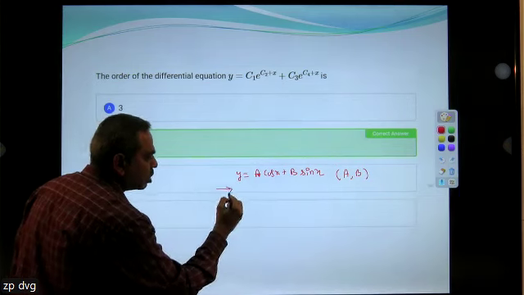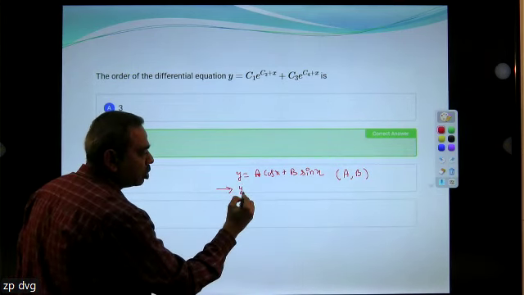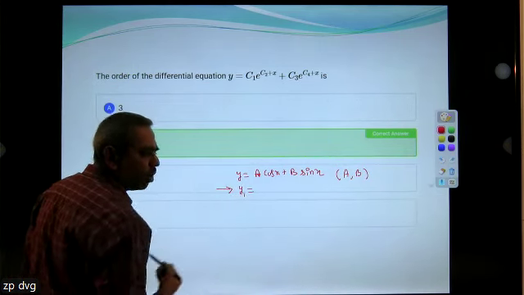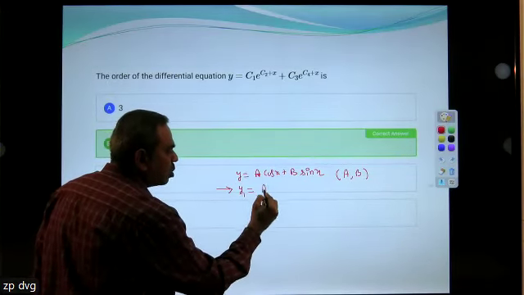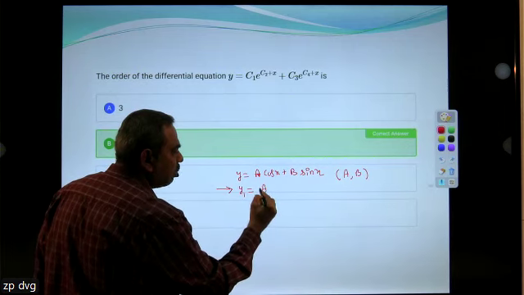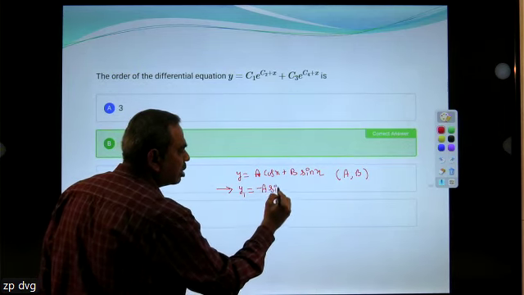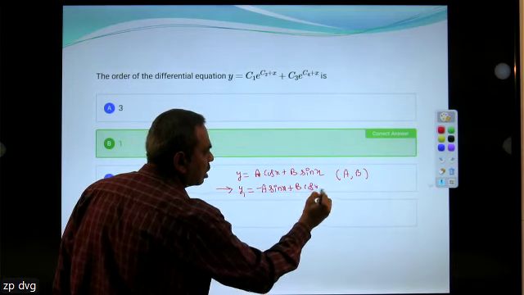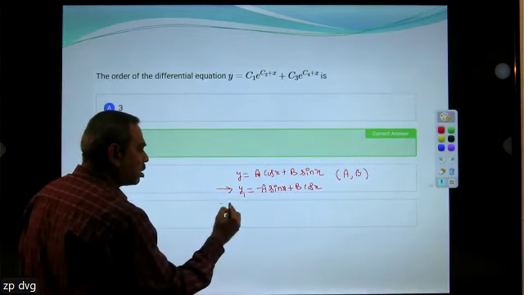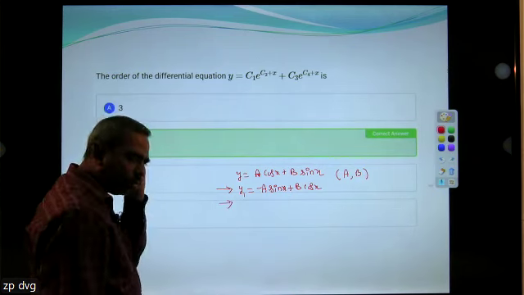So if you differentiate once, I'm using an arrow mark, depends I'm differentiating. So what is y differentiation? Y1. Differentiation of y is dy by dx, it is y1. So A is a constant. What is cos x differentiation? Minus sin x. So it is plus B into sin x differentiation is cos x. Let us differentiate once again.